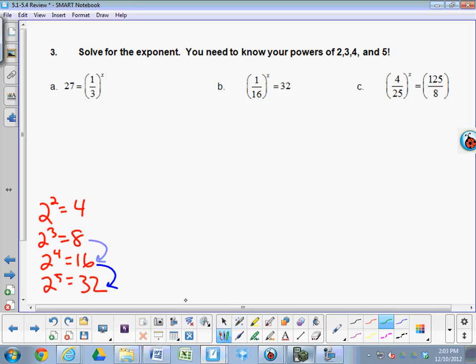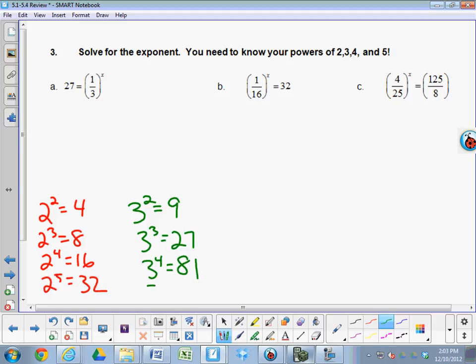Powers of 3: 3 squared, 3 cubed, 27, 3 to the 4th, 81, 3 to the 5th, 243. If you don't know them, type them in when you get to one of these problems.